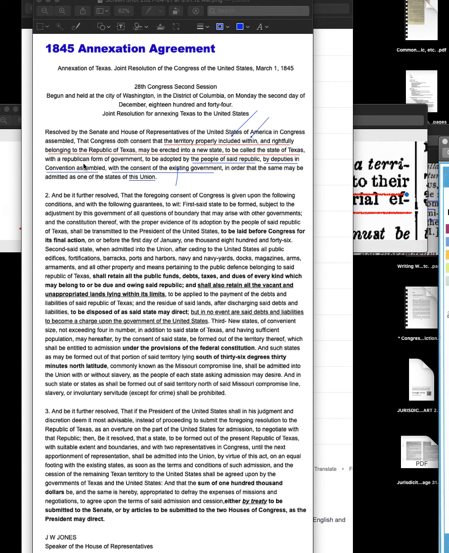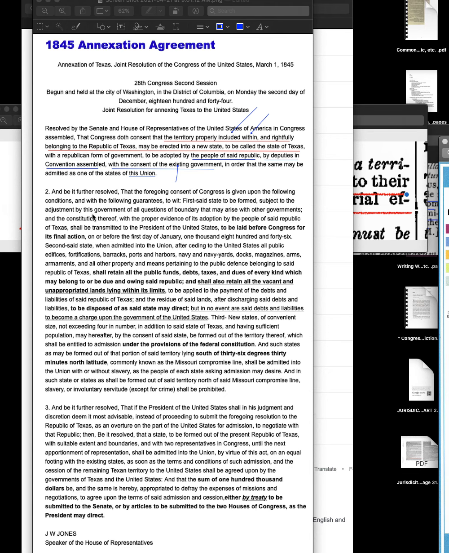Republican form is different from a republic. A republic is a commonwealth. A Republican form is just a certain way of electing people. Okay, and then it goes on.